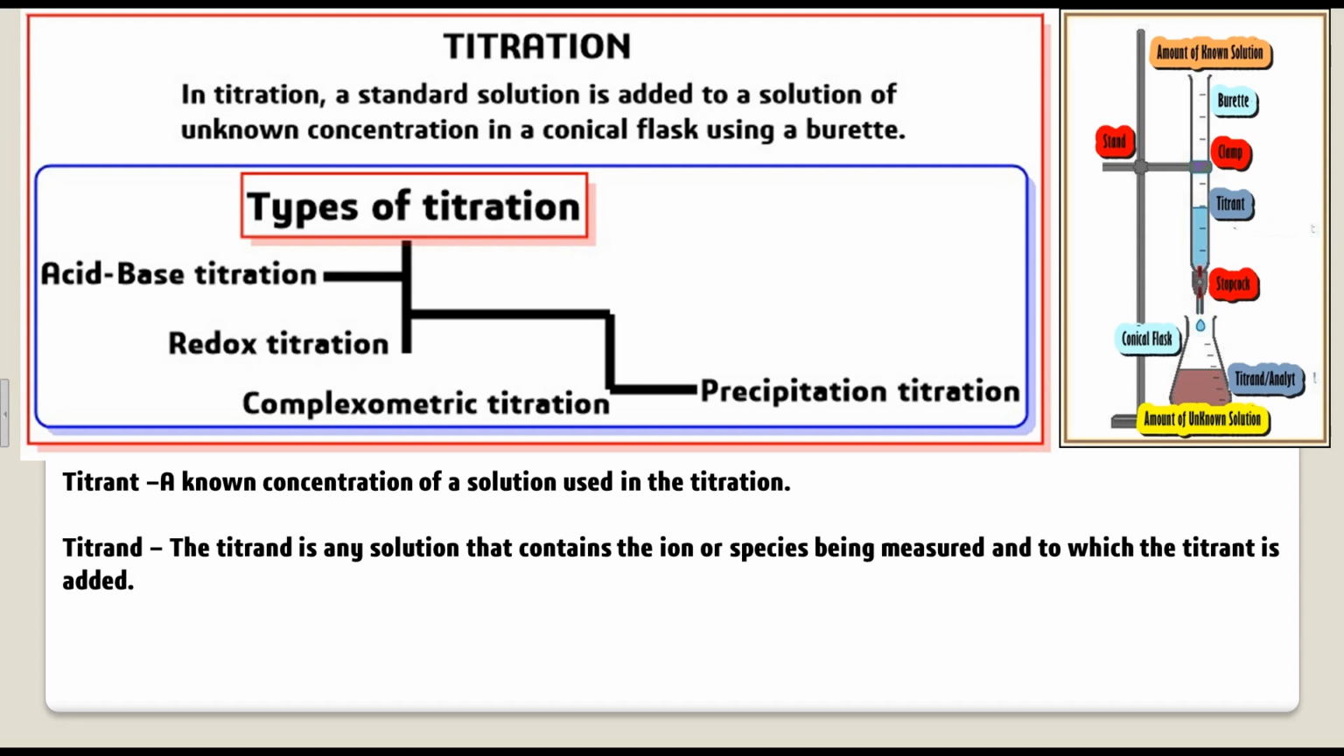You need to know that in the titration process, what do you mean by titrant? Titrant is a solution of known concentration used in the titration, which is there in the burette, and is also called burette solution. What is the analyte? The analyte is any solution that contains an ion or species being measured and to which the titrant is added. It is also called the conical flask solution. This is all you need to know.